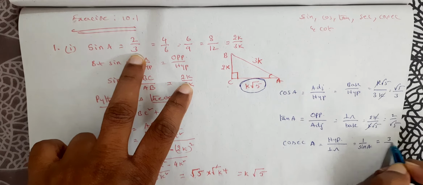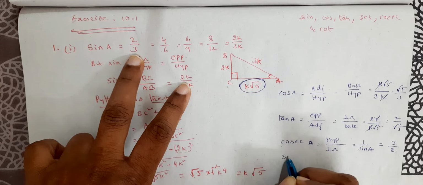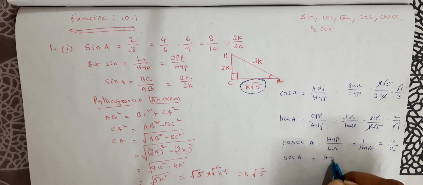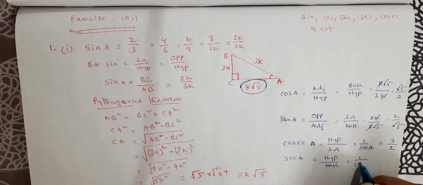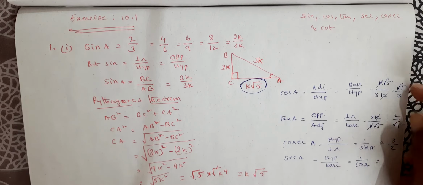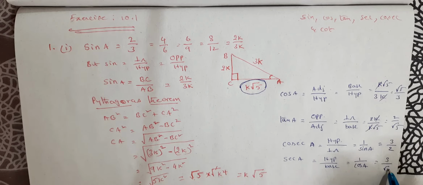So therefore I will write directly 3 by 2. Similarly now secant A is equal to hypotenuse by base, which is also equal to 1 by cos A. What is cos A? Root 5 by 3. Reciprocate it now: 3 by root 5.